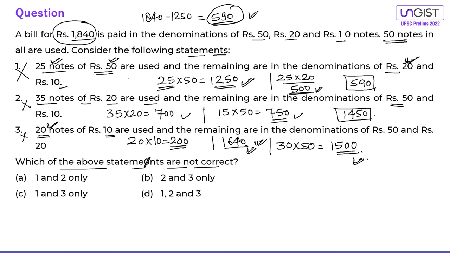So even with this statement also, we cannot make the complete payment. So here question is saying which of the above statements are not correct. So none of the above is correct. So statement number 1, 2 and 3, none of the above statement is correct. So here D will be the correct choice. All right, everyone, the correct answer is D. Okay, now let's move to the next question.